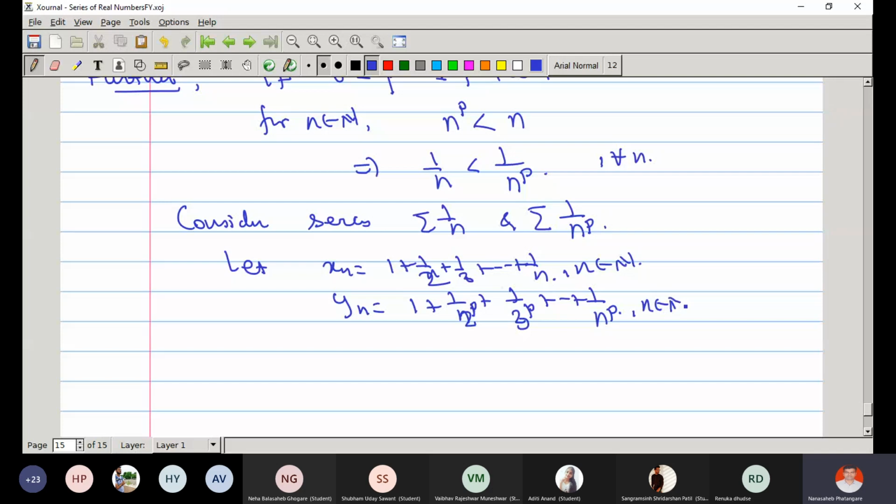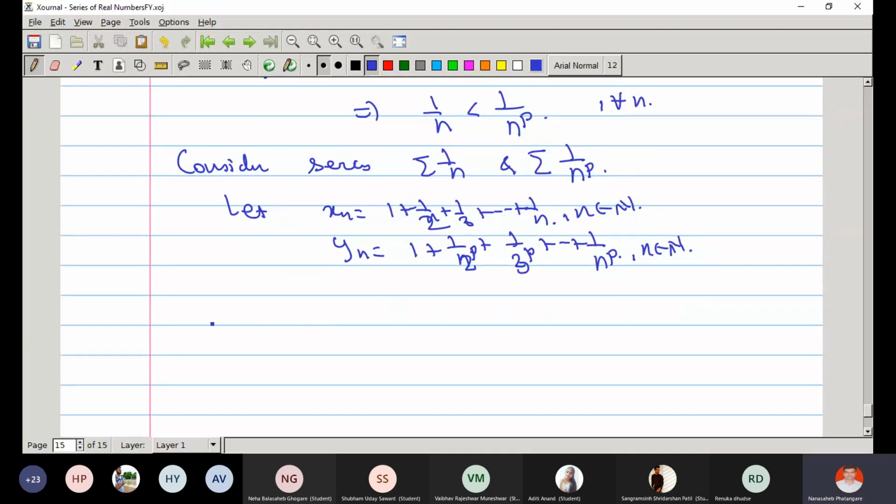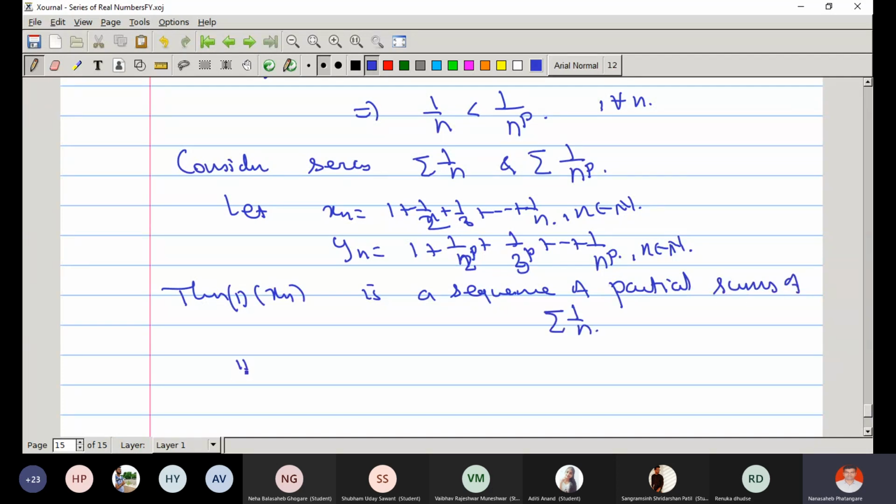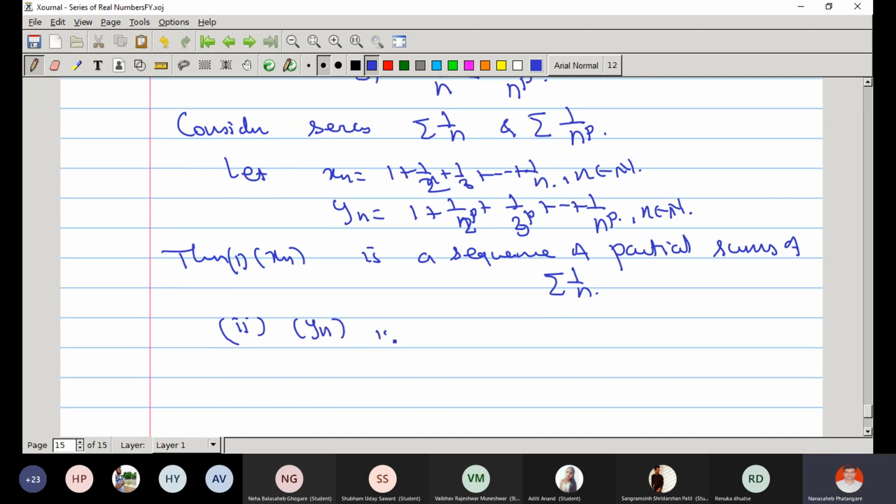What is xn? xn is a sequence of partial sums of series 1 by n. Second point, what is yn? yn is the sequence of partial sums of series 1 by n raised to p.